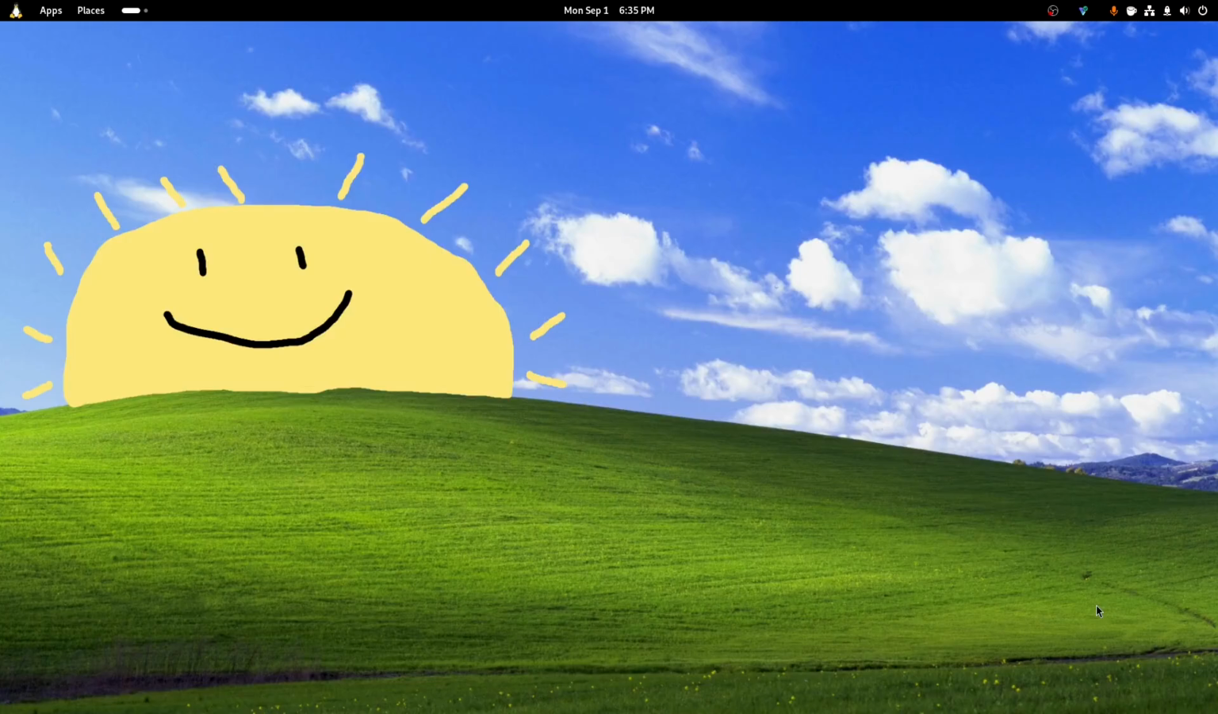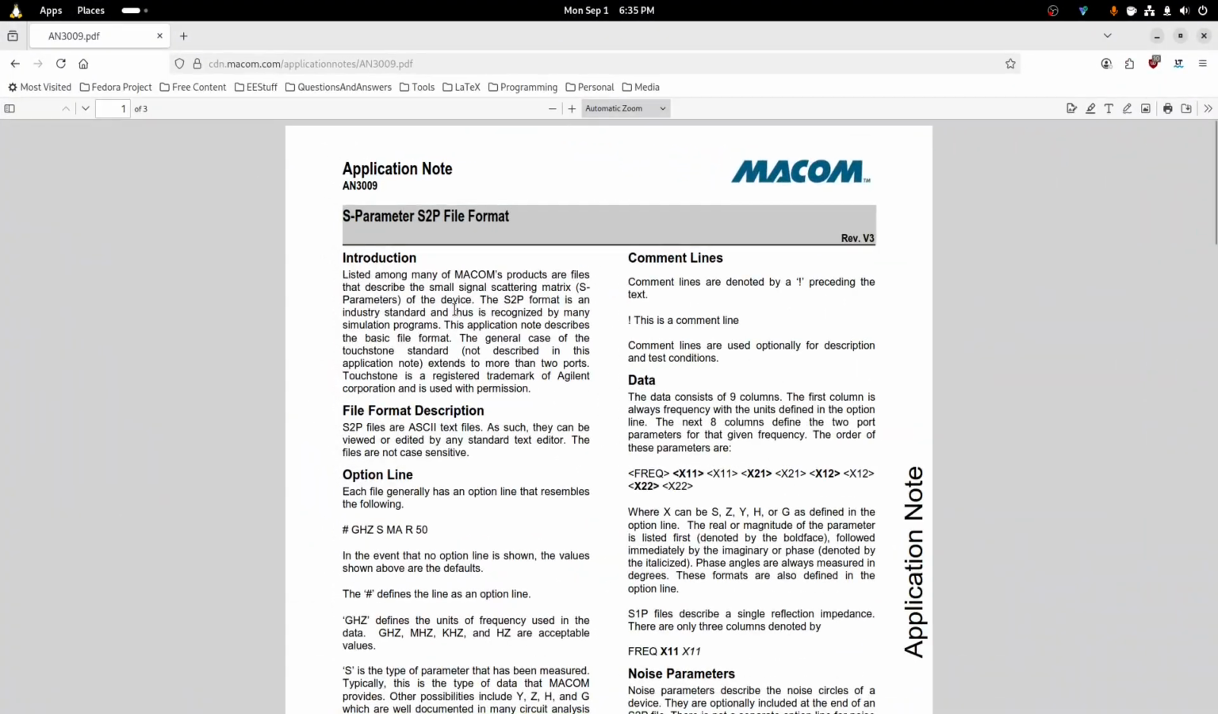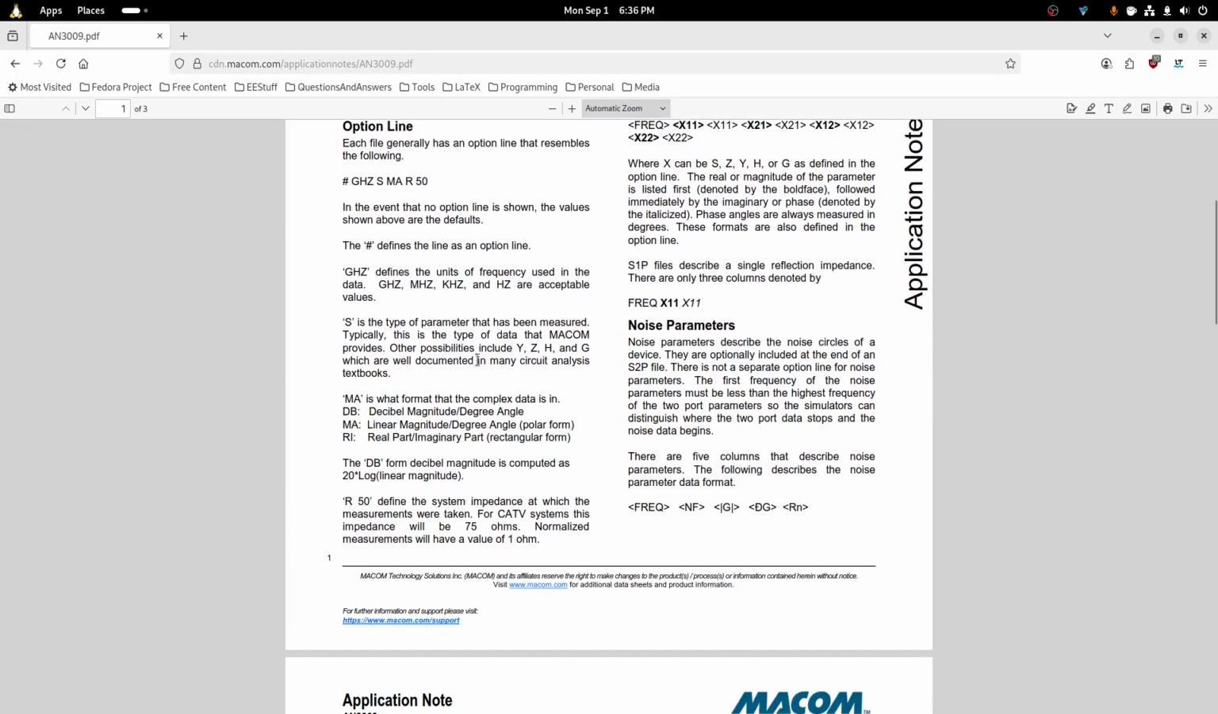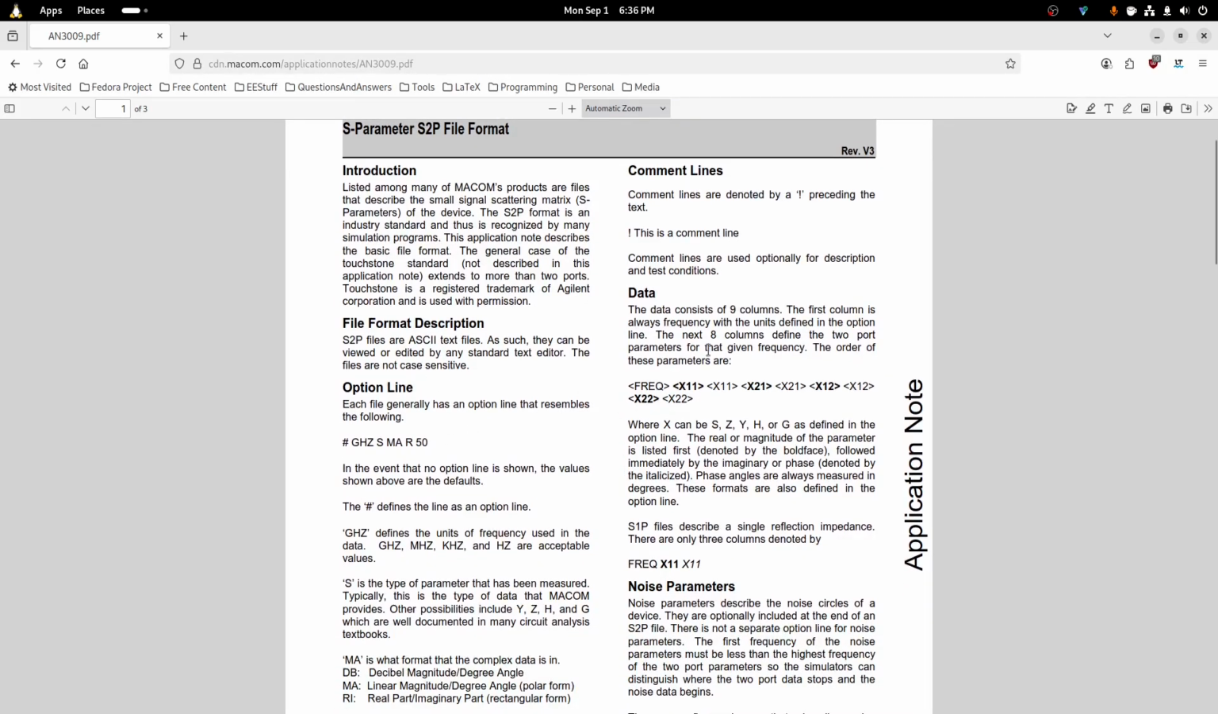Hello. This is going to be a quick little tutorial on how to read and write Touchstone files, or S2P files, as they're more commonly known. An excellent resource for doing that is this application note by Maycom. I believe that's how you pronounce it. Application note 3009.